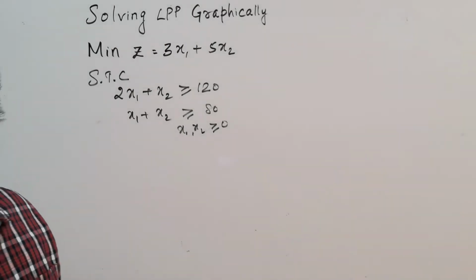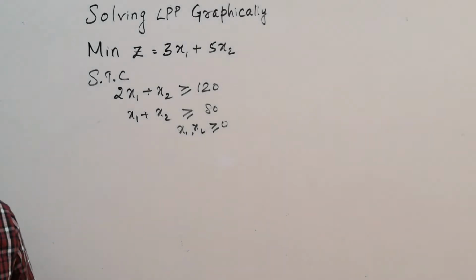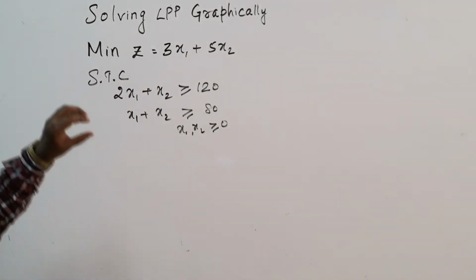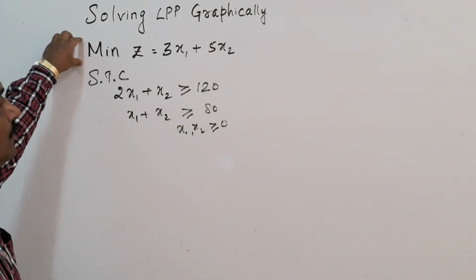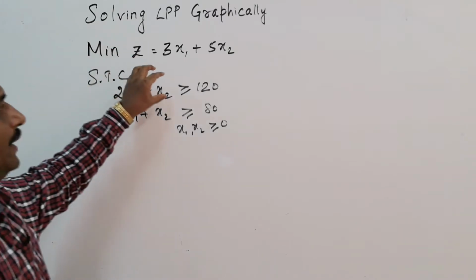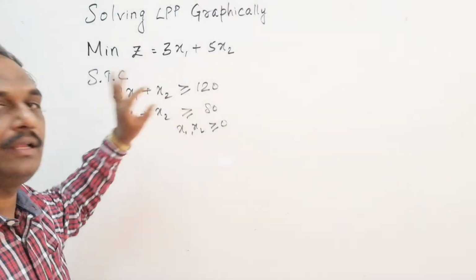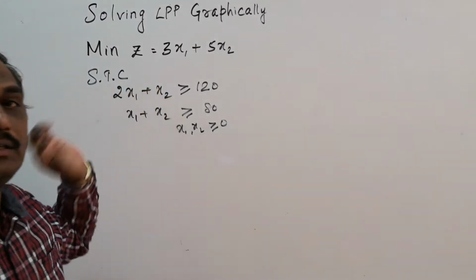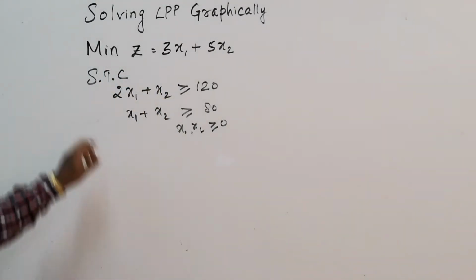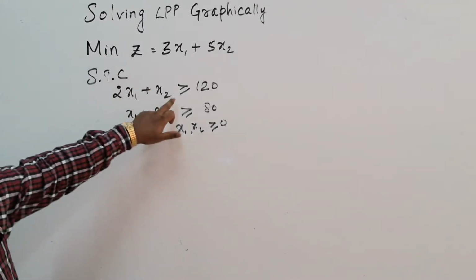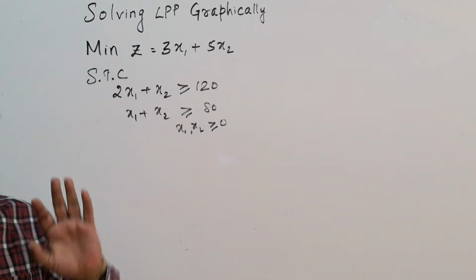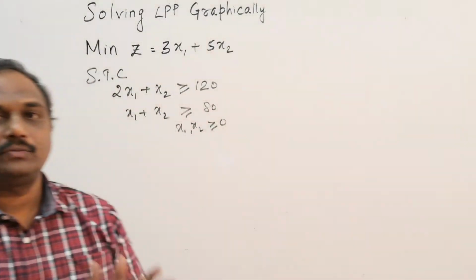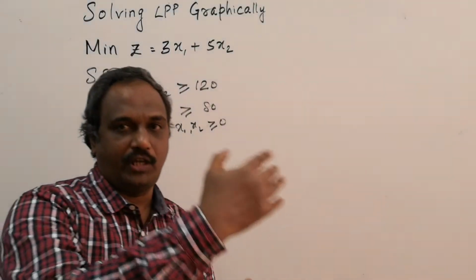So when we were discussing formulation of LPP, we said that in general, when we are having a minimization problem, the constraint should be considered as greater than or equal to. So here the problem is minimization, the constraints are greater than or equal. This is the same as the previous model for maximization, just only the region will change.